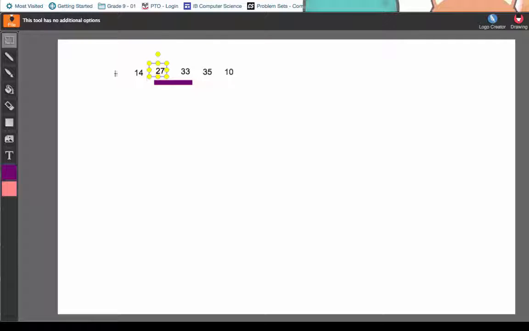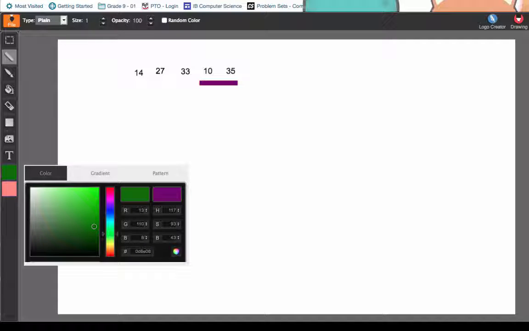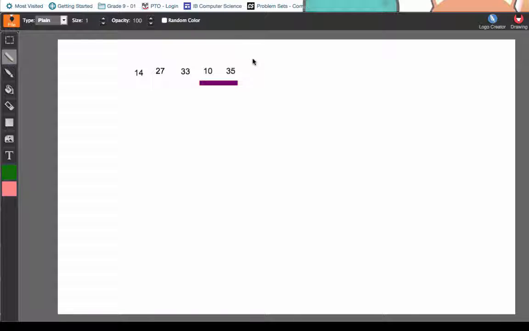We then move on to the next pair of numbers. So our next pair of numbers is 33 and 35. 33 and 35 are indeed in the correct order, so we leave them. Then we move to the next pair, leaving 33 behind. 35 and 10 are obviously in the wrong place, so we swap around 35 and 10. And we know that we've reached the end of the array and 35 is in the correct place, so we leave it alone. And on our first pass, 35 is in the correct place, and everything else has been moved if necessary.